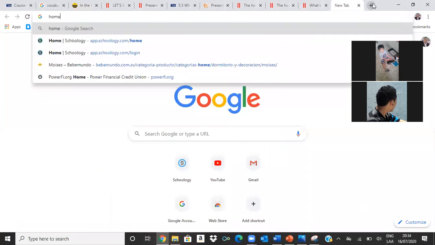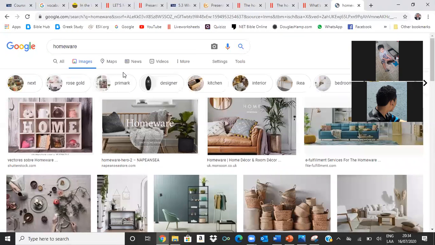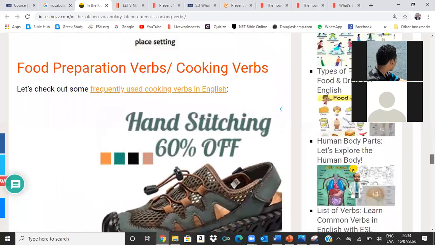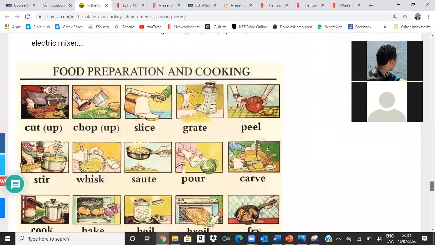Homeware. Yo creo que se está refiriendo a todo tipo de cosas de la casa, ¿verdad? Tal vez han ido a tiendas así como Sears, right? And they have the homeware department. Where is the homeware department? Where is the glassware department? Where is the kitchen department? Right? So all that is important. Okay, and then, definitions, if you want to find definitions here.